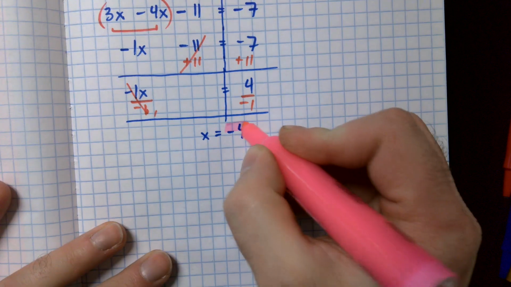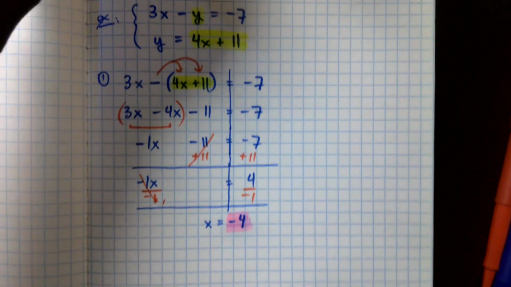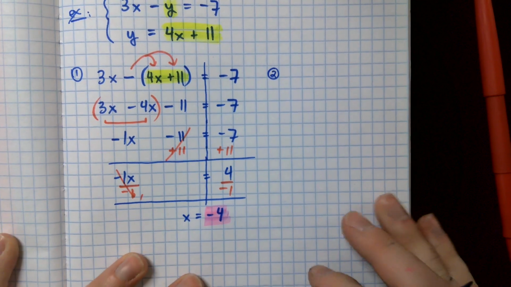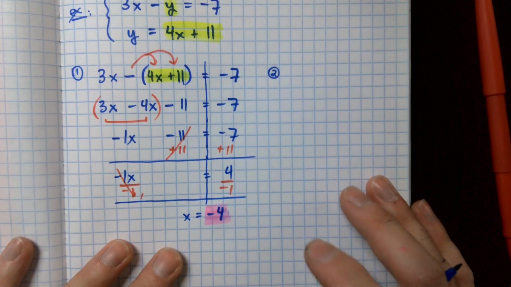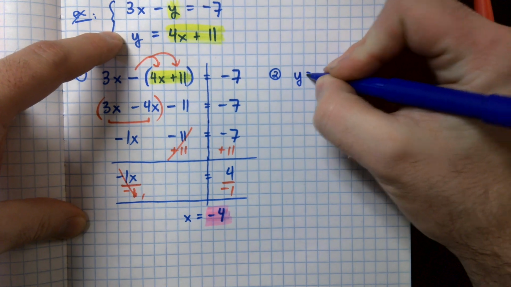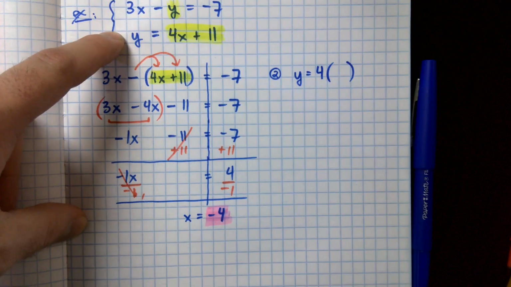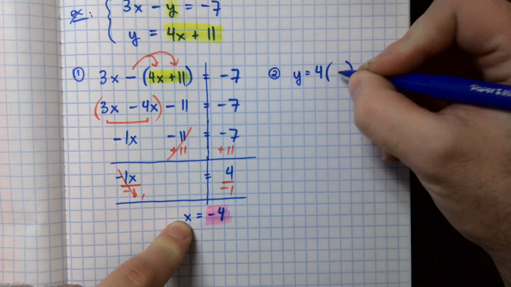Okay? Here's what we're going to do. We're going to take negative 4. I'm going to highlight it in pink. And I'm going to do step 2, which is, I'm going to take my second equation, y equals 4, and I'm going to substitute x out for what? Negative 4.